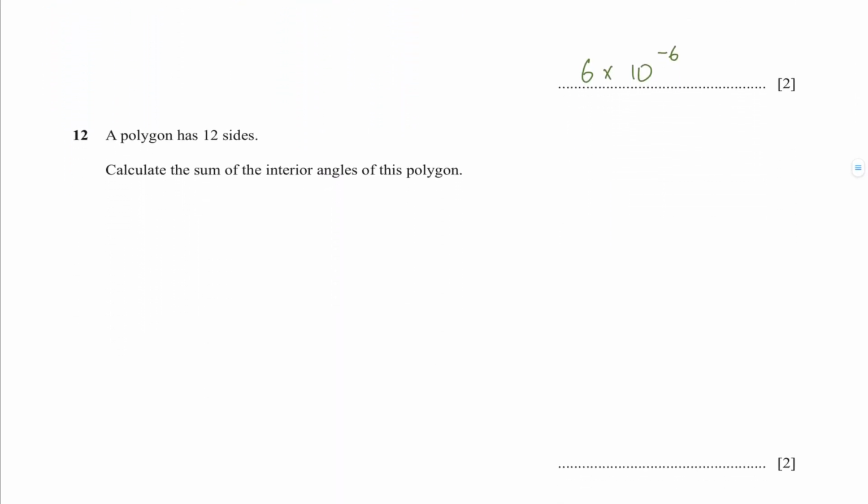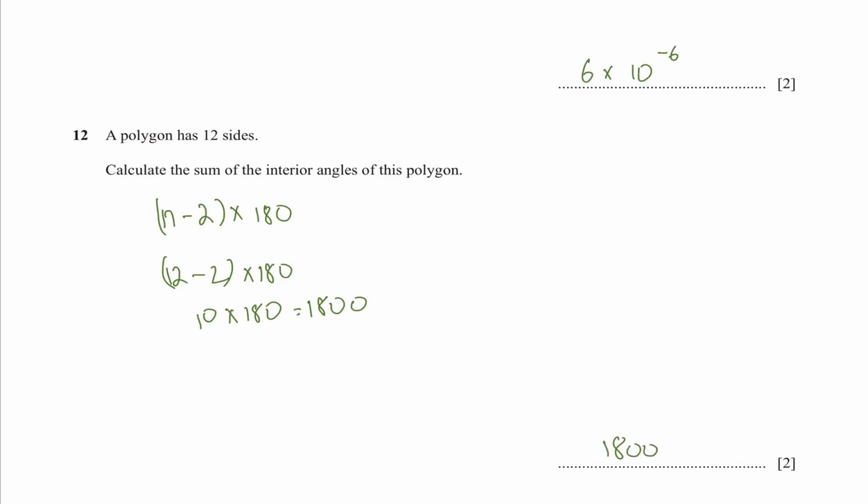Okay, now let's do question number 12, which says a polygon has 12 sides. Calculate the sum of interior angles of this polygon. So in order to calculate the sum, the formula used is n minus 2 multiplied by 180. So n is 12, so 12 minus 2 multiplied by 180. So that's going to be 10 multiplied by 180, which is going to be equal to 1800. So our answer is 1800.